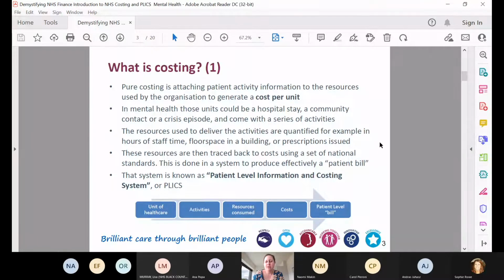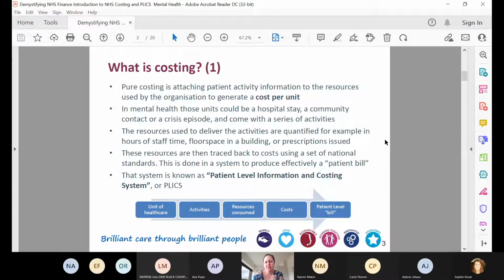The resources that we use to deliver those activities are also quantified. So it could be how many hours of somebody's time was involved in that hospital stay. It could be the floor space in the building that was used up by that bed. It could be the prescriptions that were issued to that individual. Now, once we've identified both the unit and the resources, that's what we can then trace back to itemised costs.